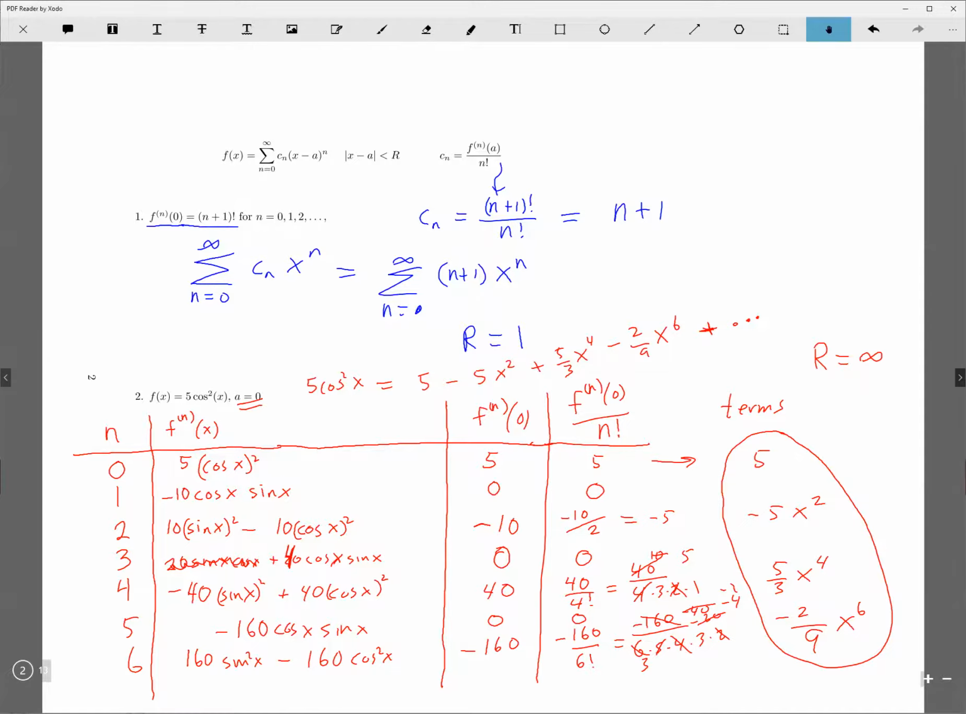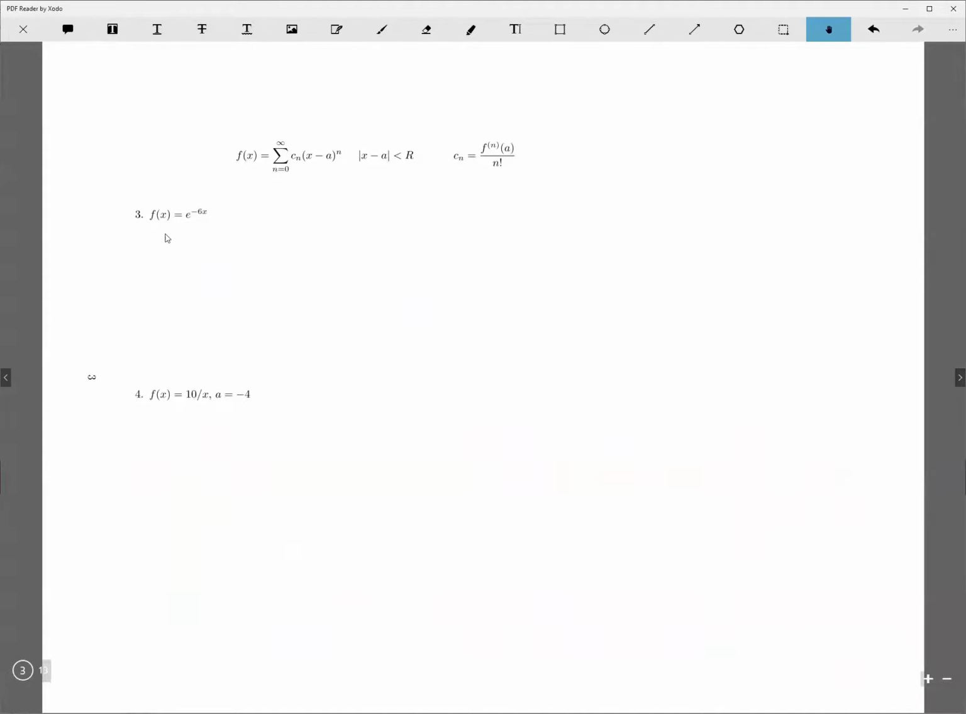And I think that we have to do another problem like that. Let's take e to the negative 6x. Here they're actually asking us for the radius of convergence. So find the Maclaurin series for this using the definition of Maclaurin series. Now here what we have to do is find the whole series. You have to find the whole thing.